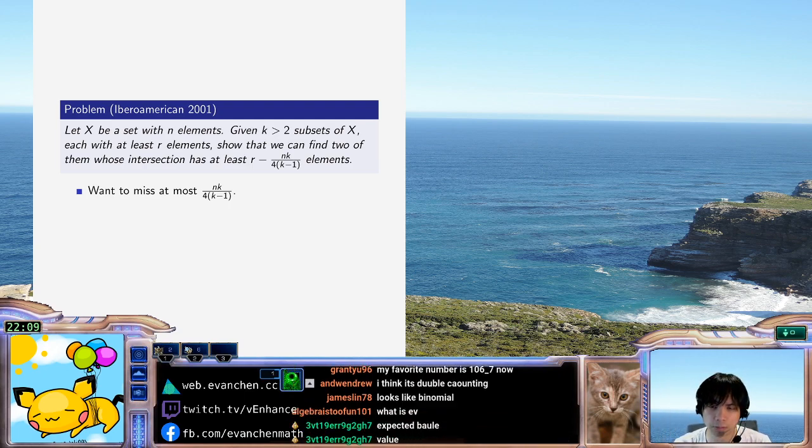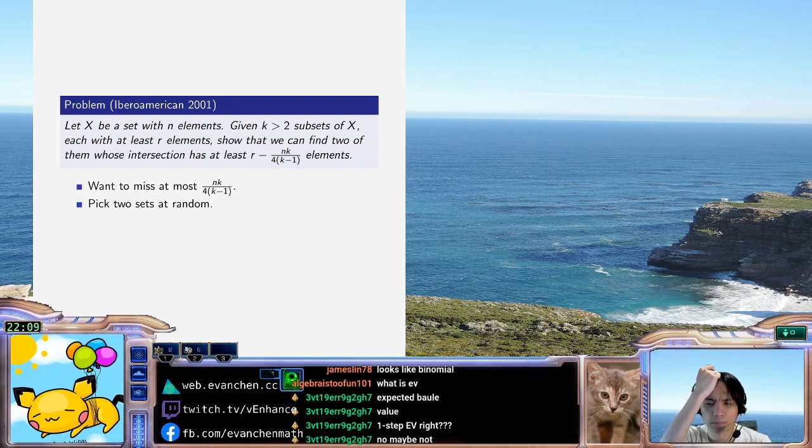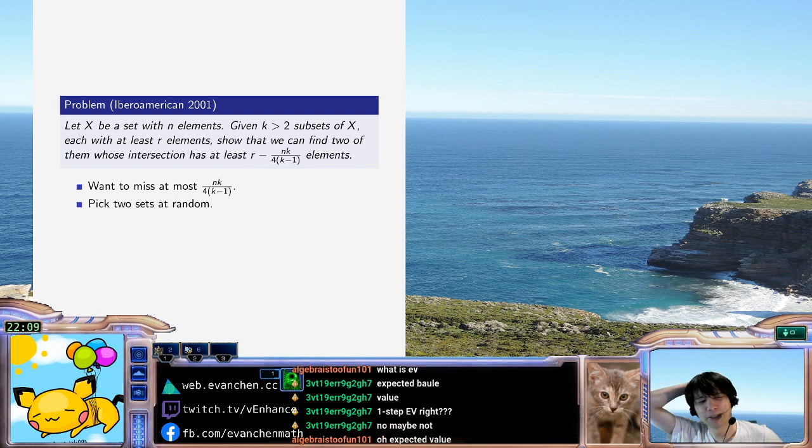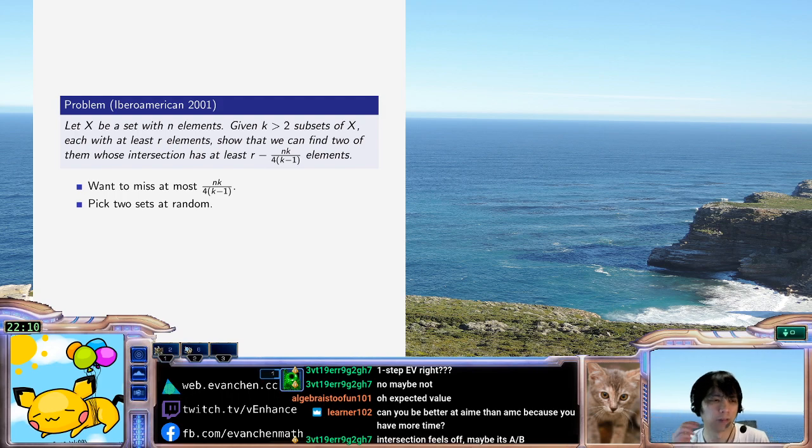Pick 2 sets at random. The question is, how can I... Do I want to look at the expected intersection? That doesn't feel right to me. Yeah, this one is about missing. It might be I want to fix one of them with some property and then take the others randomly. You want to miss at most so many elements, and somehow you don't care about the size.